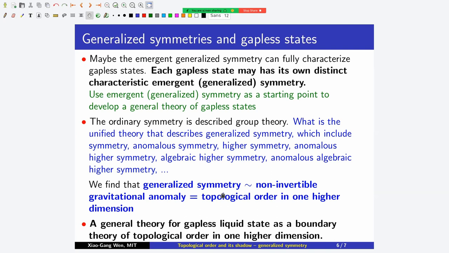The question I wanted to ask is, would that be a unique description? Or is it possible that it's also a boundary theory for a different kind of topological order?